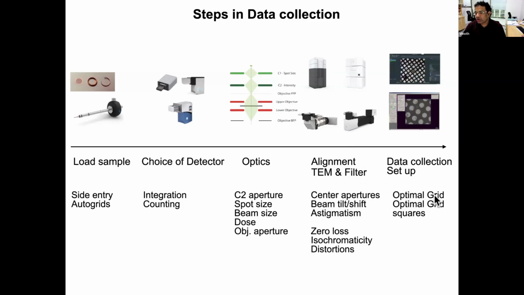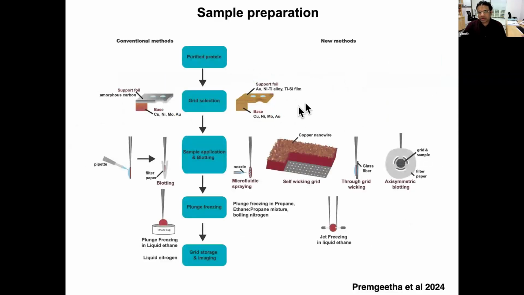Here we go for the optimal grid. You can load up to 12 grids on a Krios, or on a JEOL microscope 3 grids. You choose the best grid, and then you go for good grid squares, which is the most important, because even if you have a good grid and the grid squares are not good... When I talk about optimal grid squares, it's the ice thickness for a given sample that is very important to get high resolution. So sample preparation still remains the most important thing in cryo-EM.